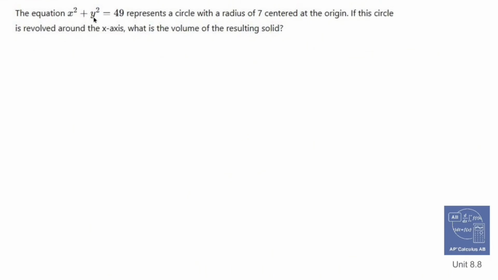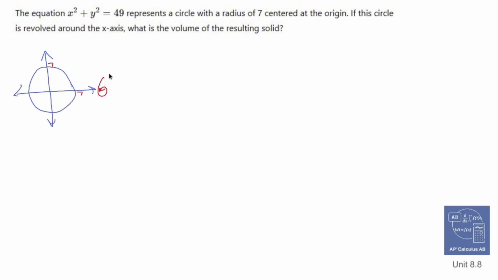The equation x squared plus y squared equals 49 represents a circle with a radius of 7 centered at the origin. Okay, so that's Algebra 2 pre-calculus stuff. This is what that picture looks like. If I knew how to draw it, thankfully the internet will save me. That's what we're dealing with here, 7. If the circle is revolved around the x-axis, what is the volume of the resulting solid? So we're taking this circle, spinning it around the x-axis, and we're going to get a sphere.